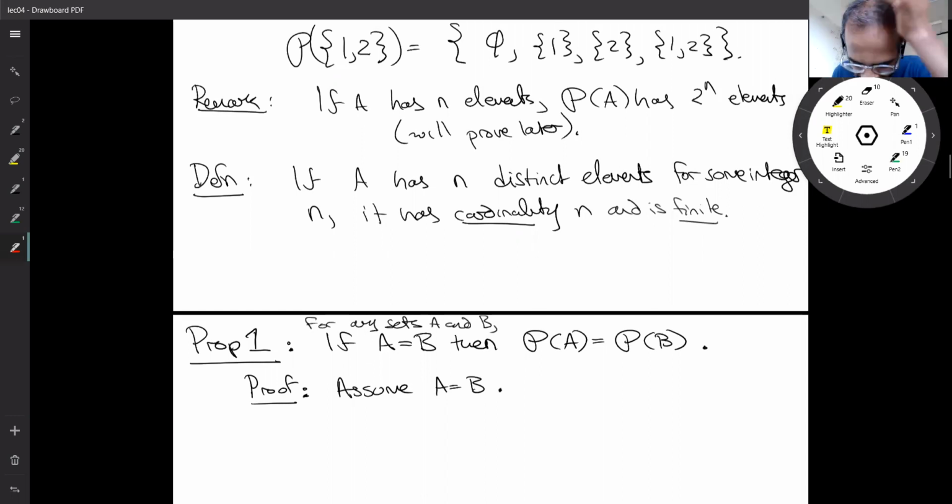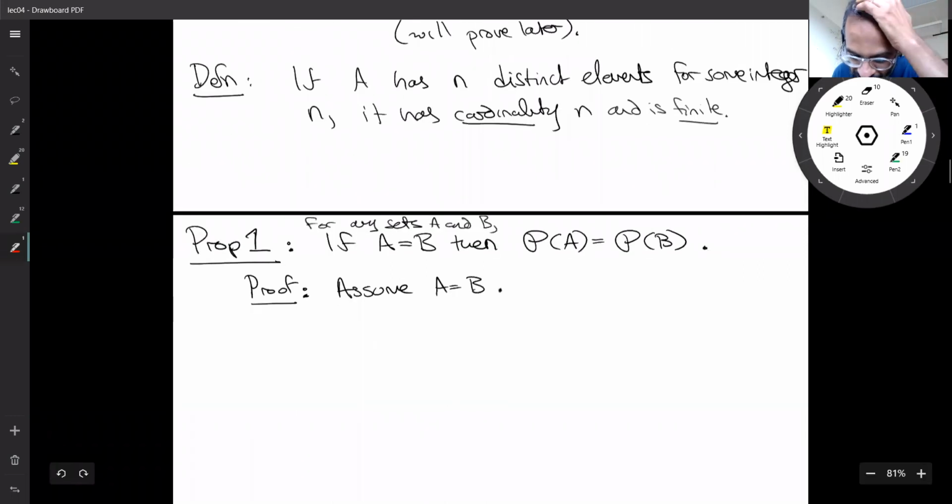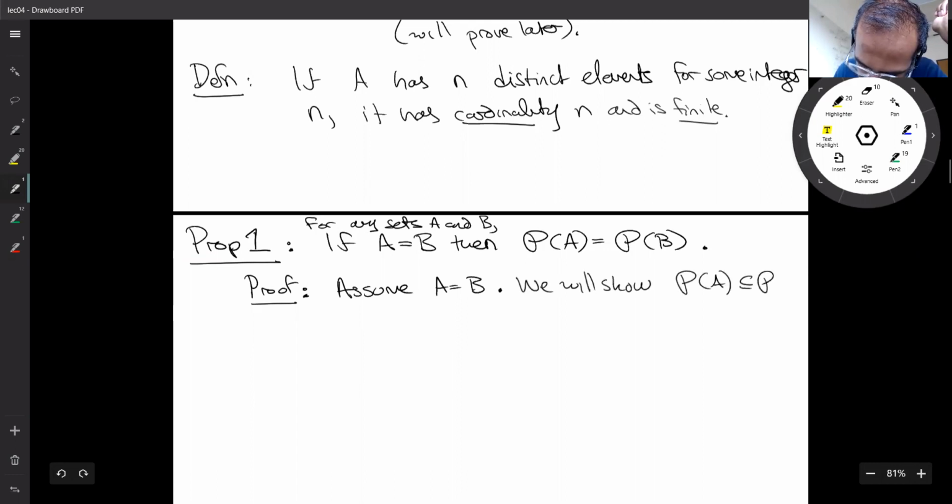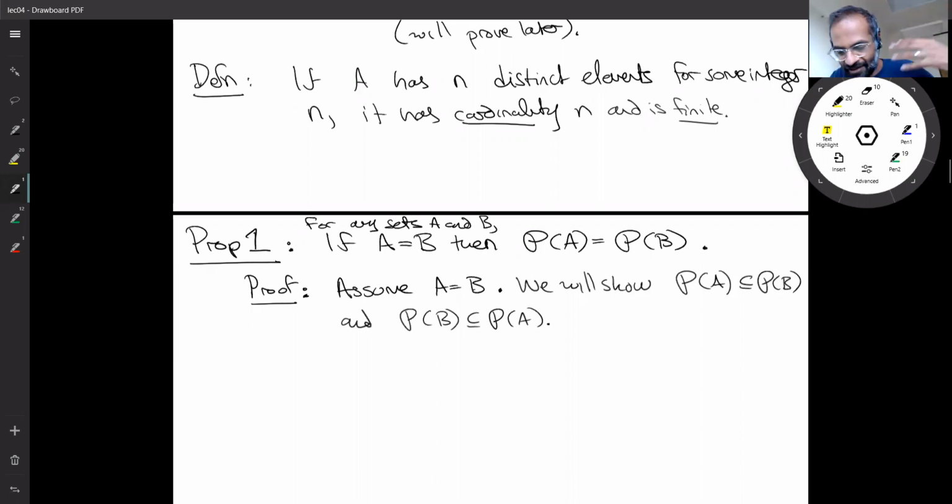Okay, so assume A equals B. Now, what do we want to show? We want to show that the power set of A is equal to the power set of B. Now to show 2 sets are equal, it's enough to show each is a subset of the other. So we will show P of A is contained in P of B, and P of B is contained in P of A. This is important because I'm telling the reader and myself as the writer that the proof is going to be of this structure. I've broken it down into 2 subset inclusions.